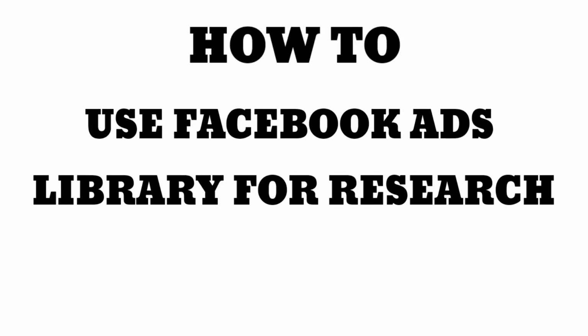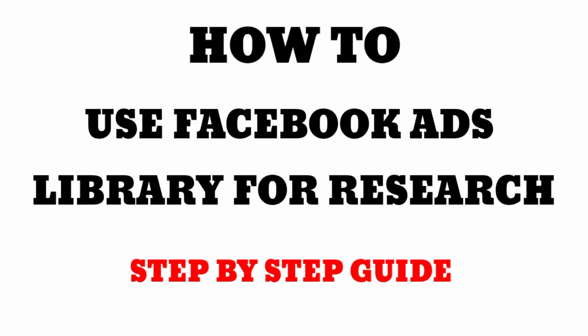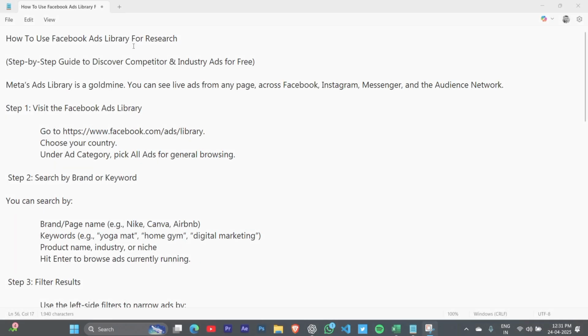How to use Facebook ad campaigns or the Facebook Ad Library for research, step by step, in this video. So here's a step-by-step guide to discover competitor and industry ads for free. Meta Ads Library is a gold mine. So step 1 will be simply visit the Facebook Ads Library.